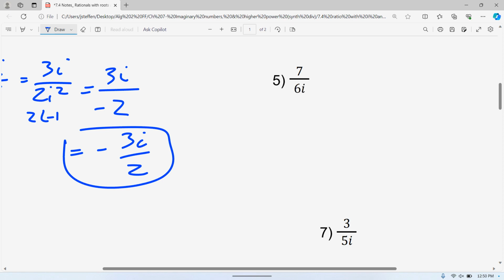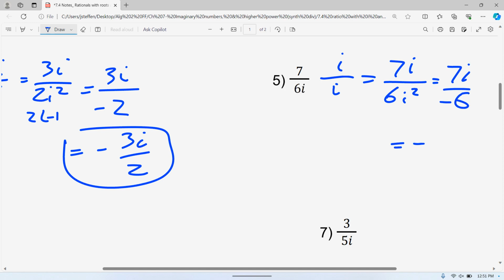So number 5, same thing. We have 7 over 6i. Same thing, multiply by i over i. 7 times i is 7i. 6i times i is 6i squared, which gives you -6. So that gives you -7i over 6. Put it as negative over 6 if you like, but you do not have to do that extra step. That's fine.